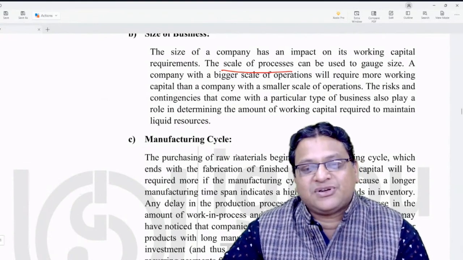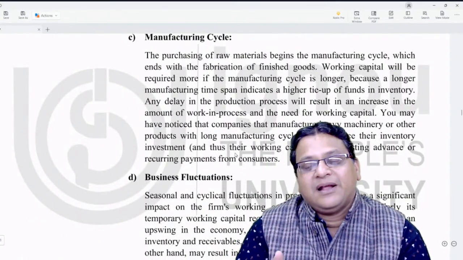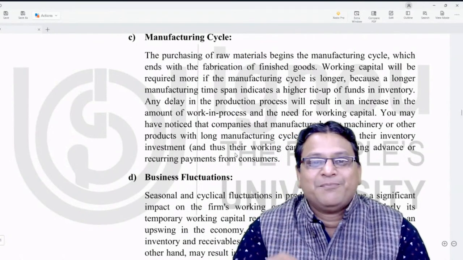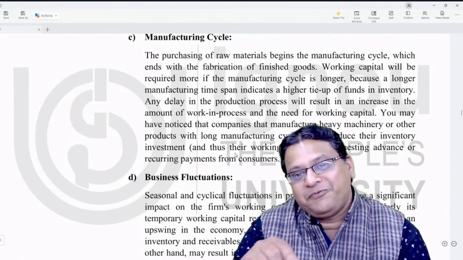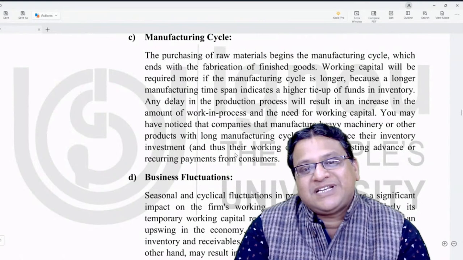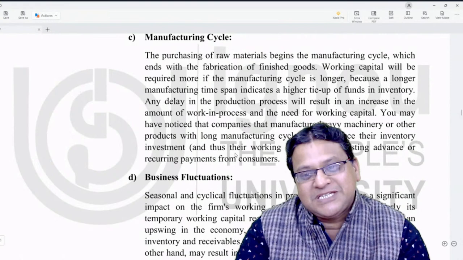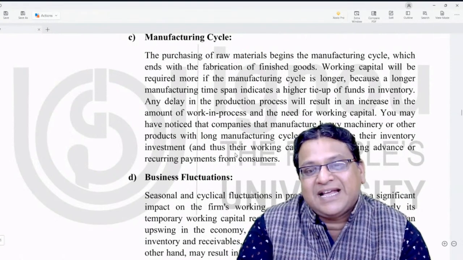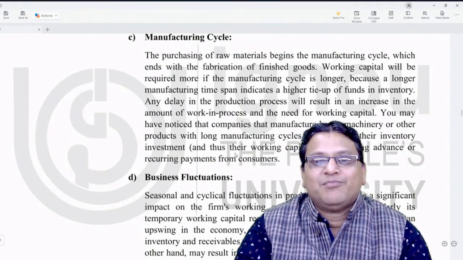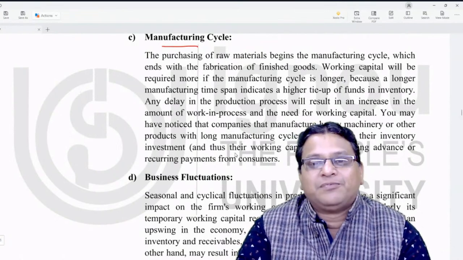Next, manufacturing cycle. What is manufacturing cycle? The time required to convert the raw material into finished product. That is known as manufacturing cycle. Raw material ko finished product banne mein kitna time lagta hai. If in your business the manufacturing cycle is longer, working capital requirement will be more. And if in your business the manufacturing cycle is shorter, then working capital requirement will be less. Hence, manufacturing cycle also decides the working capital requirement of the business.